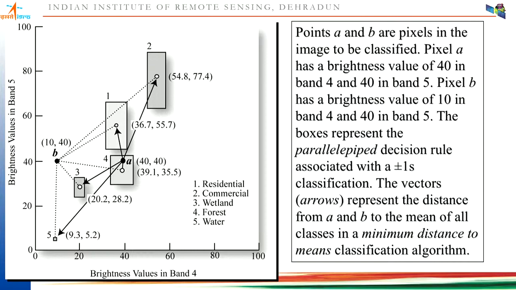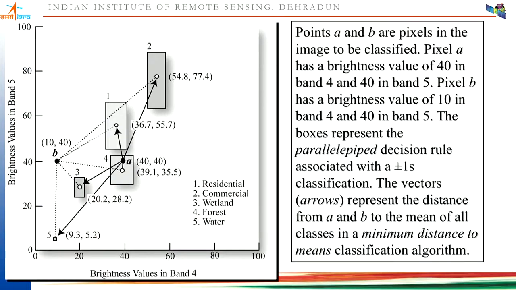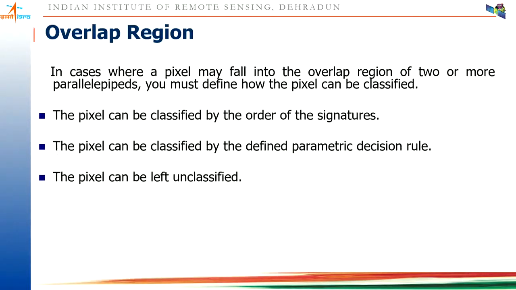So parallelepiped is a very simple rule. You have to create lower and upper boundaries. The parallelepiped algorithm says that if the brightness value of a pixel is falling within the lower and higher boundary of all the bands, then and only then the pixel will be classified into this particular class. Now what happens if the parallelepipeds have overlap? Because these are boxes, they can overlap, like you have seen for signatures, which were overlapping.